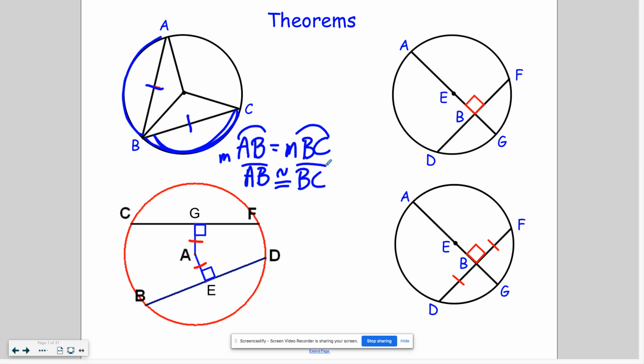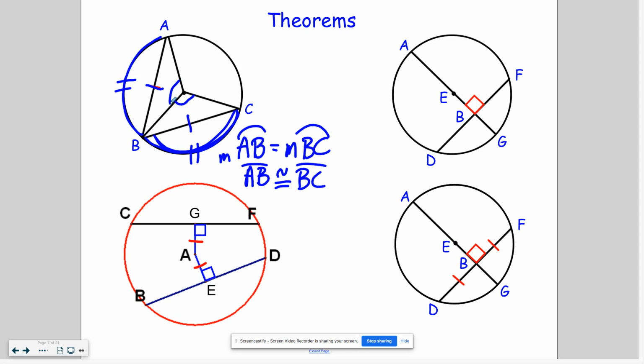Either way, you can go backwards. You can do the converse. If I knew that the arcs were the same, then I would know the chords are the same, and that goes for the same central angles as well. Then the central angles would have to be the same as well. It's all very symmetrical, right? Central angle, arc, and chord are all of the same size. Well, the chords we measure in actual distance: centimeters, meters, feet, inches.